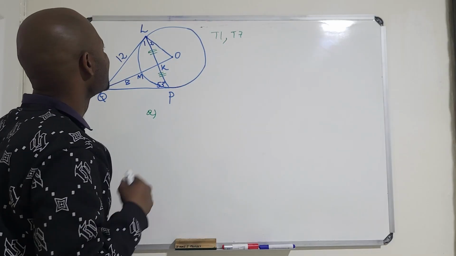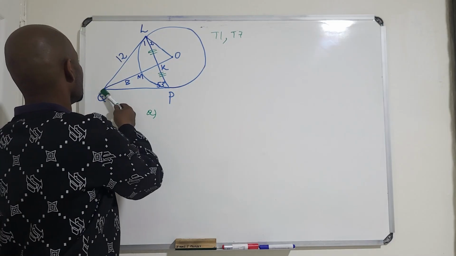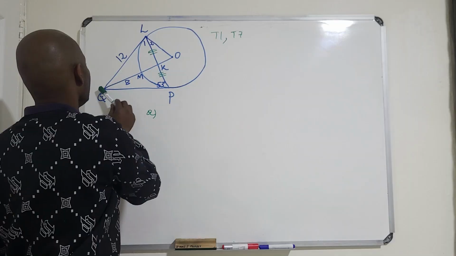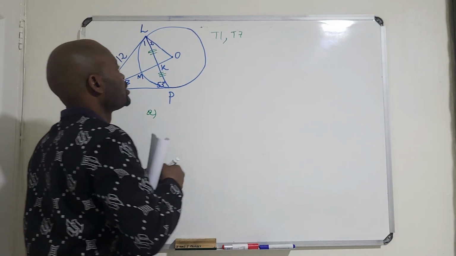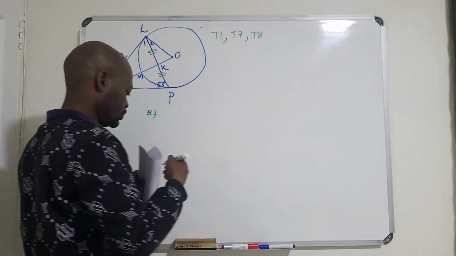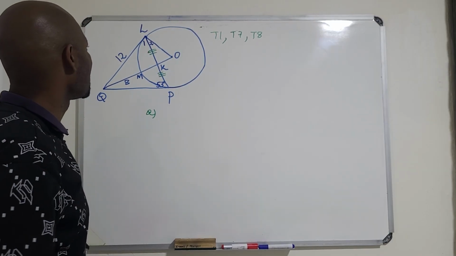Now, is there theorem number 8? Yes, there is. There are tangents from the same point, because these are two tangents from the same point Q. Therefore, theorem number 8 is there. Is there theorem number 9 here? There's no theorem number 9 here.